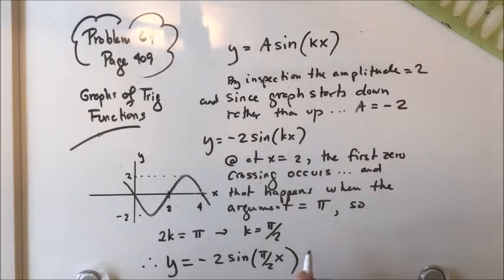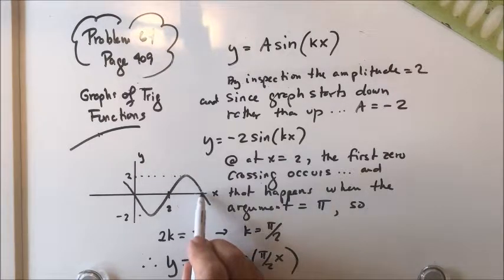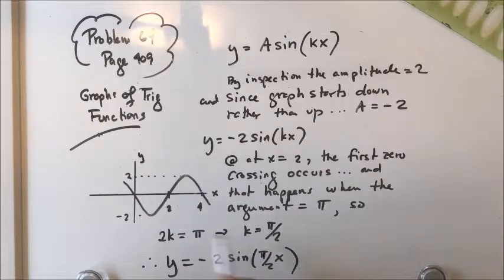We're going to do a quick check. If I put in x is equal to 4, pi over 2 times 4 is 2 pi. Sine of 2 pi is 0, and sure enough, I've got a 0 crossing again here. If I put in x equals 1, then I've got sine of pi over 2. Sine of pi over 2 is 1, multiplied by minus 2 is minus 2, and sure enough, I've got that point right there. So I think we've got the right answer in this case.